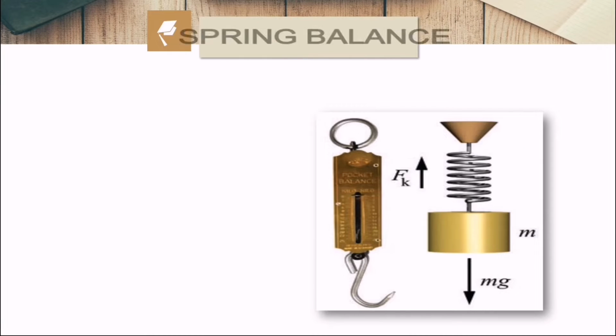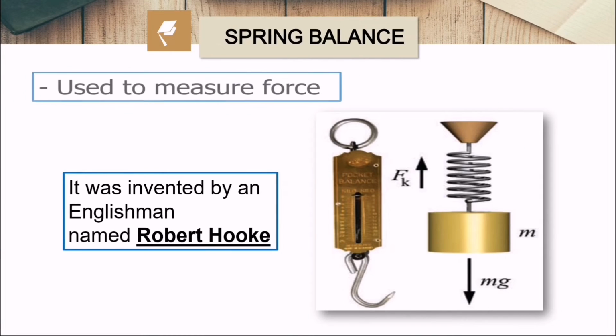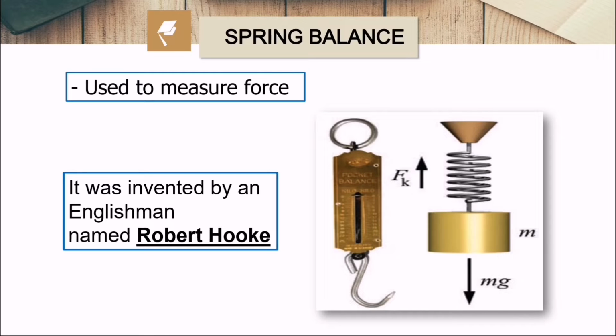Now, how can we measure force? The instrument used to measure force is called a spring balance. This spring balance was invented by an Englishman named Robert Hooke. So, because of Robert Hooke, force can be measured. Okay? So, how are you going to measure force?